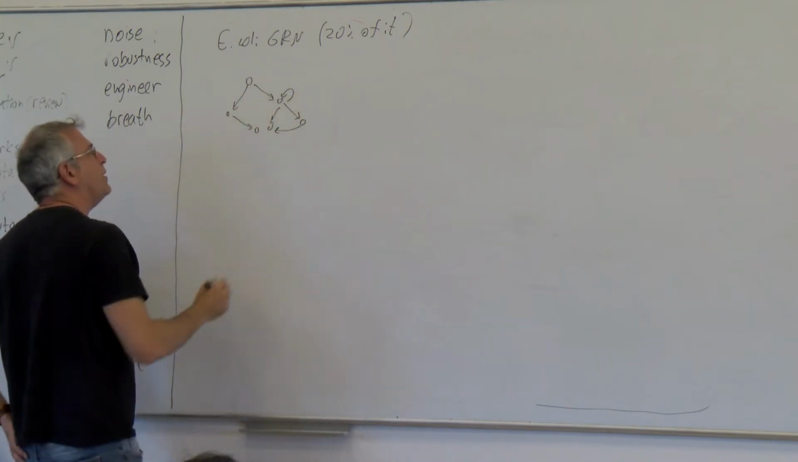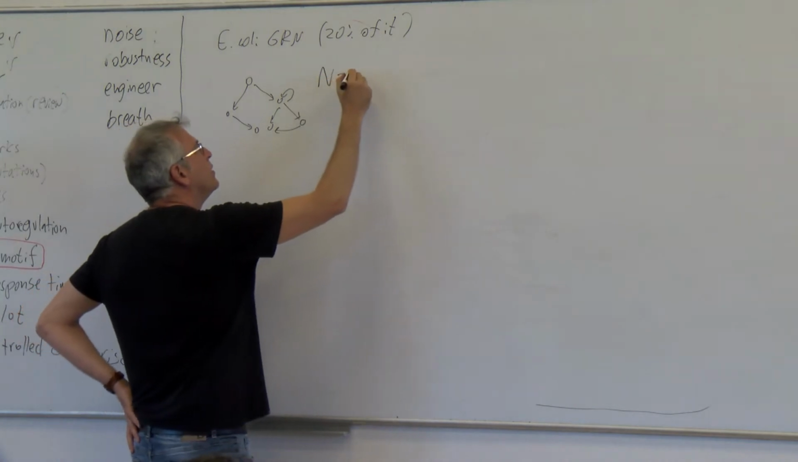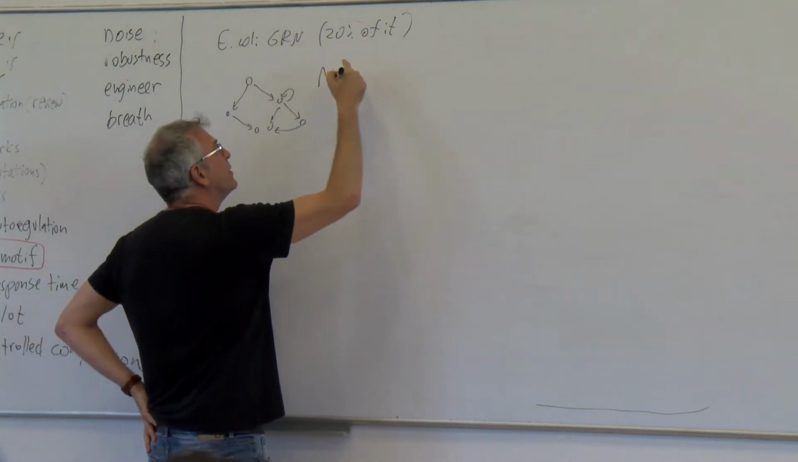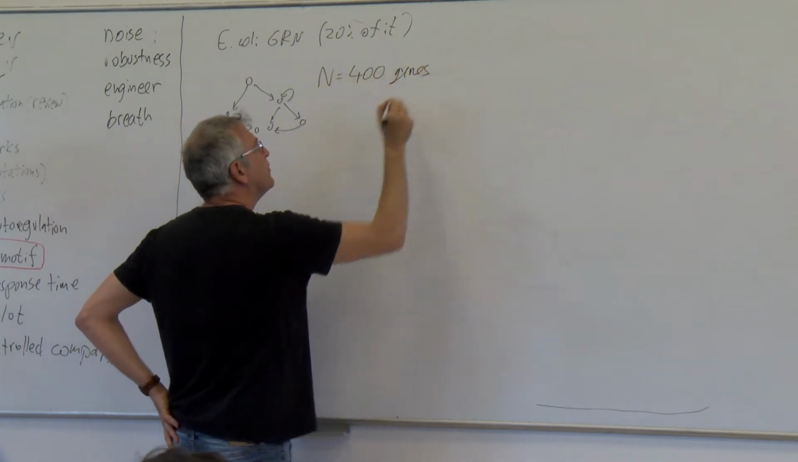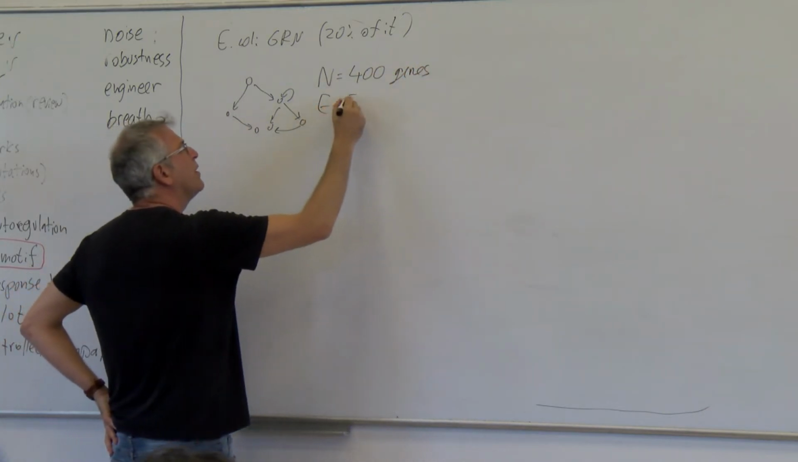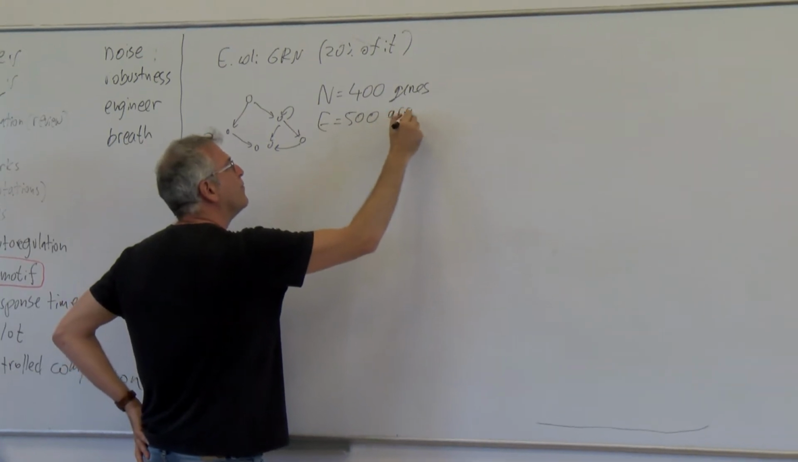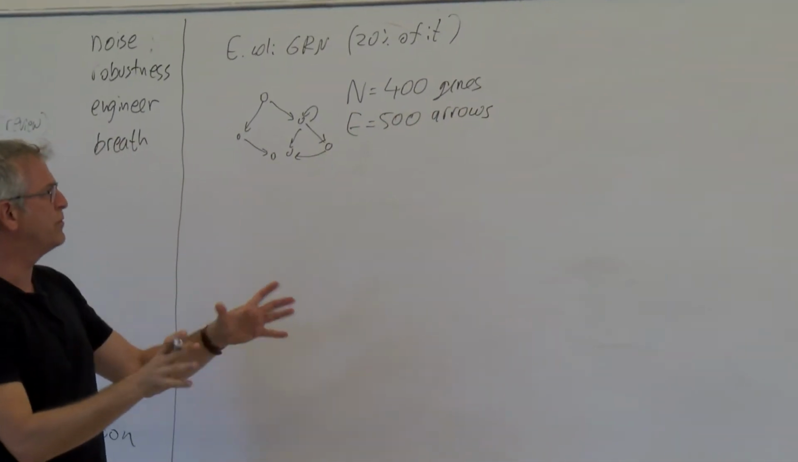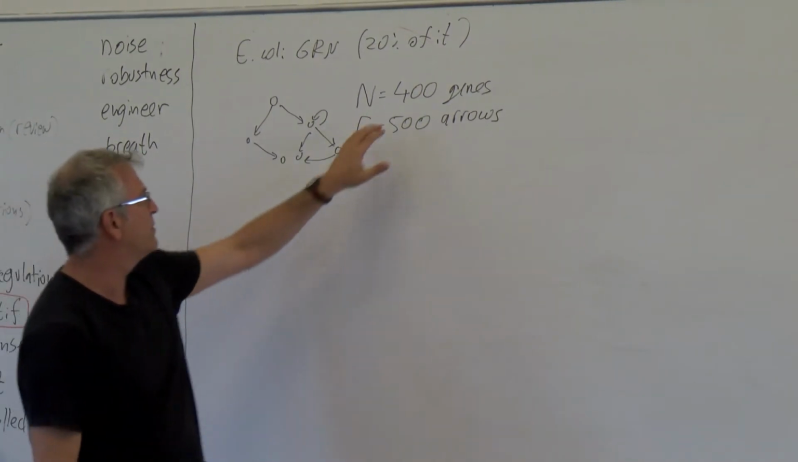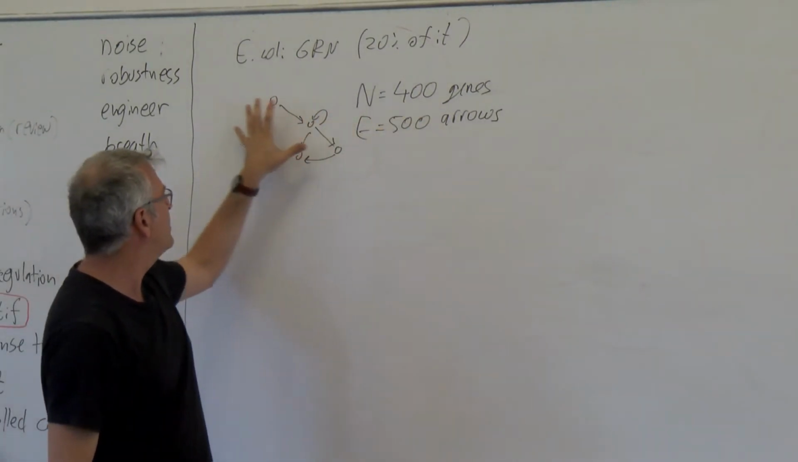Okay. This little part of the network has 400 genes, and it has 500 arrows. These genes are actually operons. They're groups of genes on the same RNA. That's just a detail. So this is a graph.